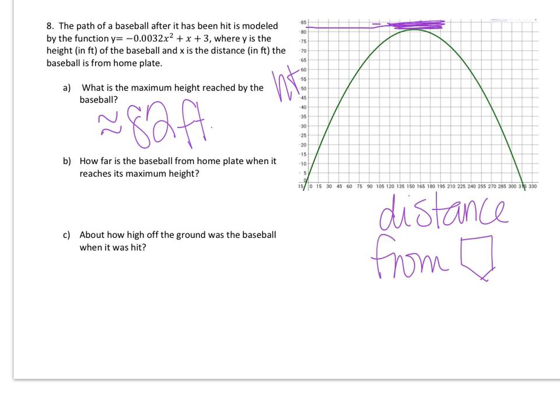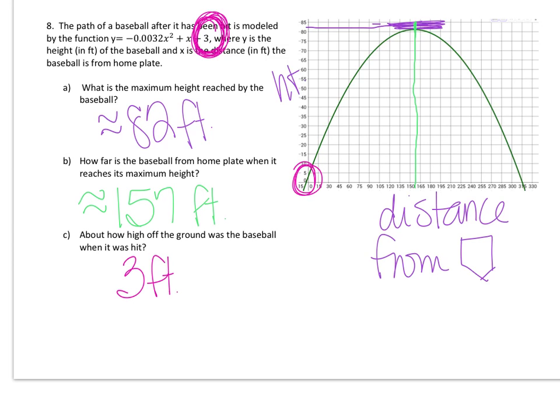Part B says, how far is the baseball when it reaches its maximum height? So again, that's happening around here. So I'm going to look down, if I can draw a straight line. It's between 150 and 165. So I'm going to call it 157. Again, I'm going to put that approximation. And part C says, how high off the ground was the baseball when it was hit? So I need to be looking over here, and it's clearly somewhere between 0 and 5, but that 3 right there is telling me that it was 3 feet off the ground. So I know that for a fact. I don't have to estimate.